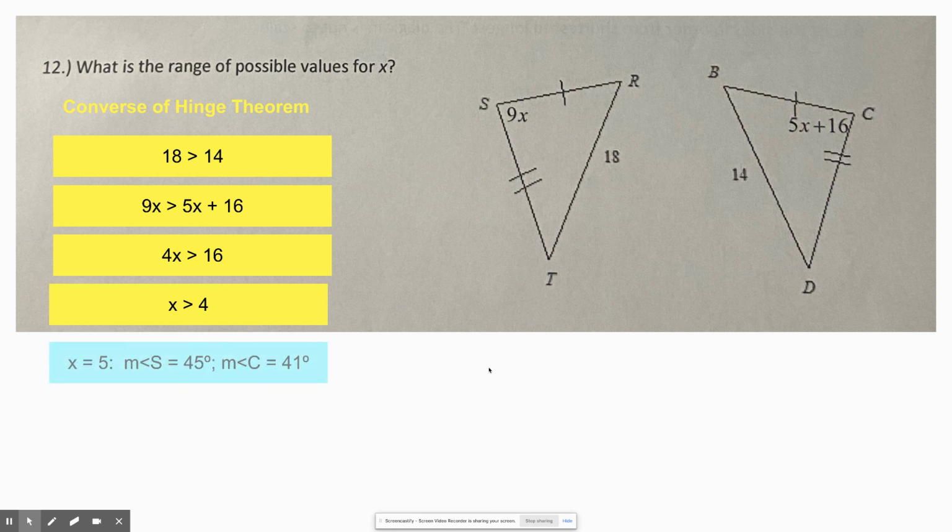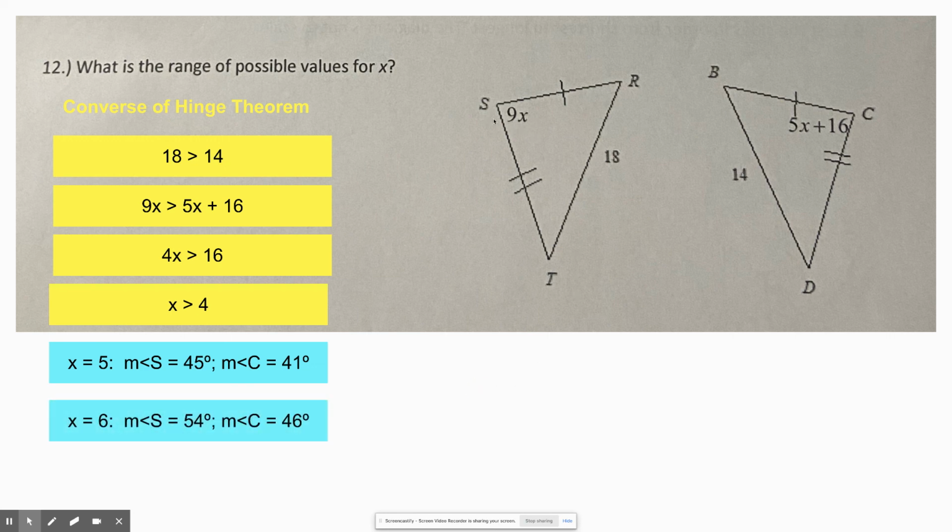Okay, 5. If x were 5, the measure of this angle would be 45. The measure of this angle, 5 times 5 plus 16, would be 41. 45 is bigger than 41. That makes sense because 18 is bigger than 14. Same thing, if x is 6, this is now 54, this is now 46, and that is just helping me understand that my answer is correct.